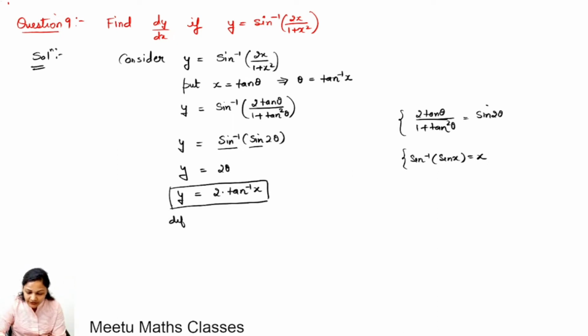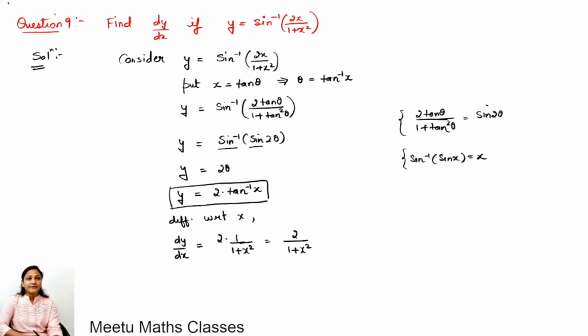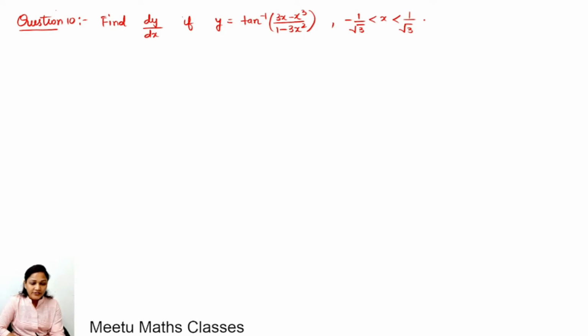Now differentiate with respect to x, we get dy by dx is equals to 2 into the derivative of tan inverse x, 1 upon 1 plus x square. So your answer is 2 upon 1 plus x square. Now question number 10 is find dy by dx if y is equals to tan inverse of 3x minus x cube upon 1 minus 3x square.